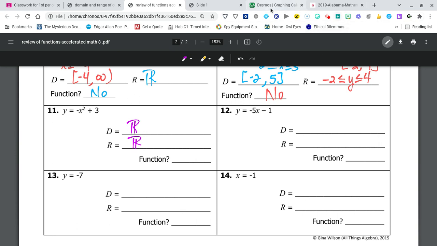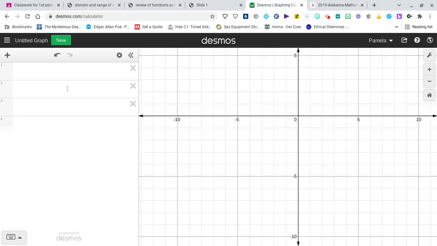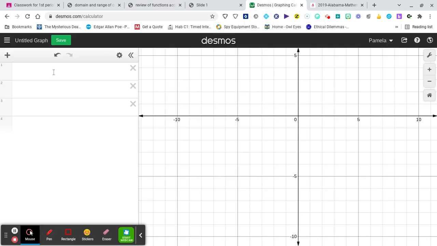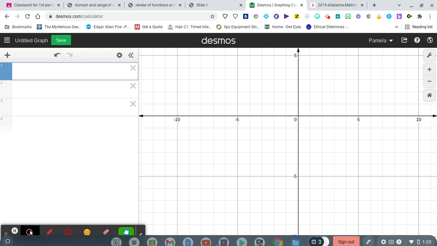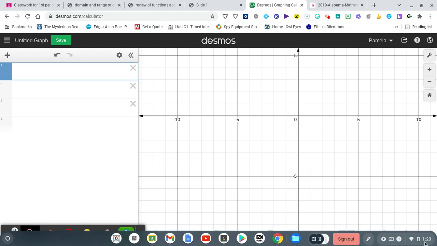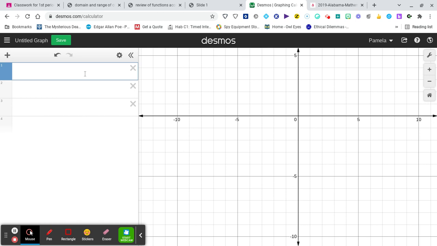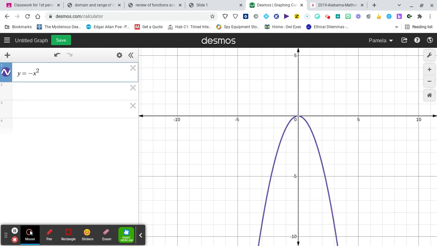So you would take a graphing calculator. I'm going to put in y equals negative x squared plus 3. And I'll give you one if I have a chance to set this up tomorrow. When I come in this morning, I'm about out of battery. When I come in, then I'll let you practice. But y equals negative x squared plus 3.